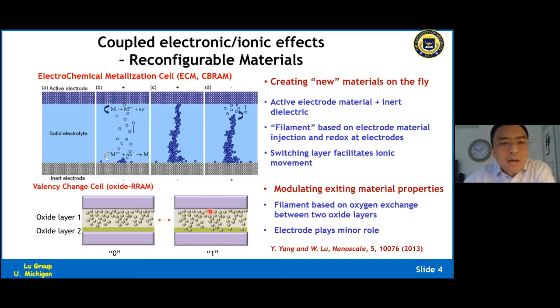Okay. So similarly for the first type of device, when you form the metal filament, the resistance of the whole device will change from a very high resistance state, simply conducting through the silicon dioxide, to now conducting through the metal filament, okay? So by doing so, we can use the electric field to cause chemical reactions to happen inside the device. And in some sense, you can argue that you are physically reconfiguring the material. In one case, you created a new material on the fly.